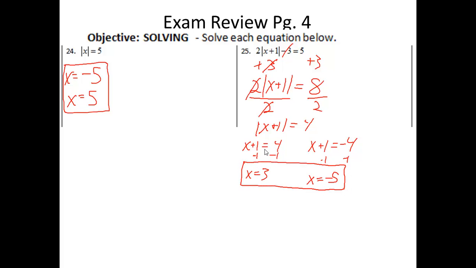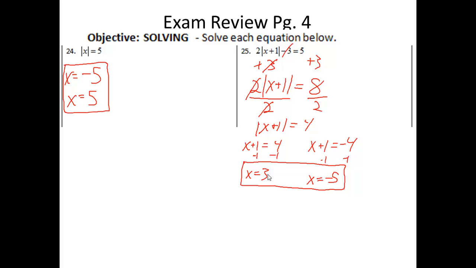Now, if you're unsure of your work, again, feel free to take that number and plug it back in for x, like I'll do right now. So if I take a negative 5 and I plug it in for x, a negative 5 plus 1 is a negative 4. And as I take the absolute value of negative 4, that turns into a positive 4, which means that a positive 4 times 2 is 8, minus 3 is equal to 5. So the negative 5 definitely works.